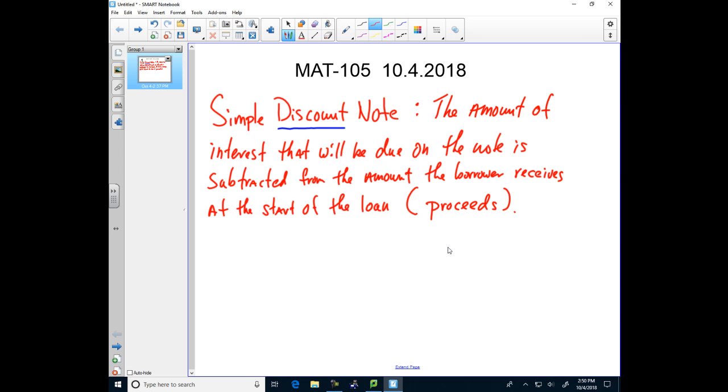Now, last chapter we looked at calculating interest, and we would calculate the interest as the principal times the rate times the time, and then to get the maturity value we added that to the principal. This time we're going to subtract. That's pretty much the difference. I told you it was pretty much the same thing. So we're going to subtract.